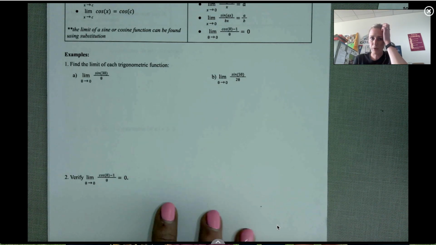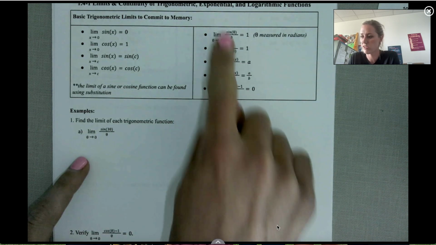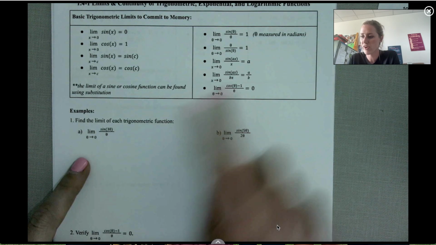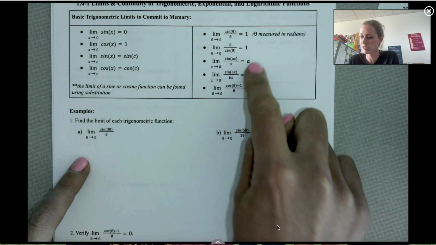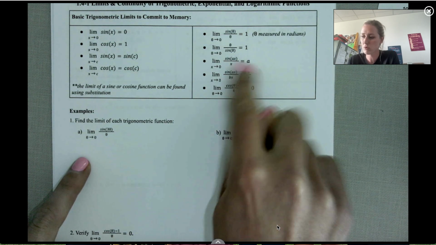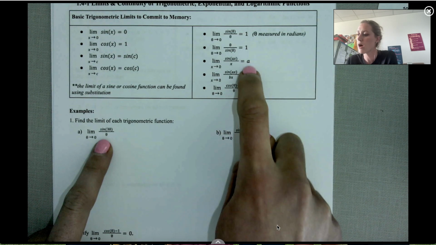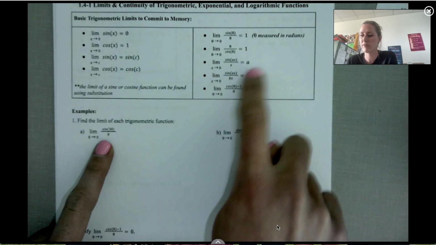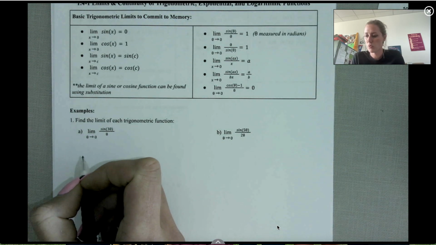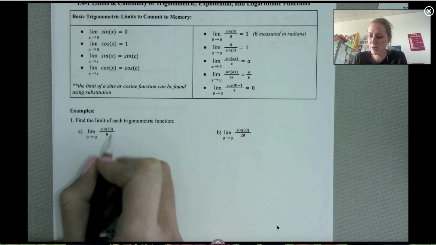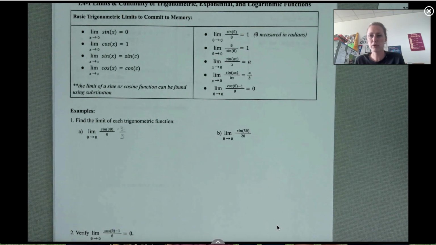Okay, so first I'm looking, does this match any of these over here? So this one is very close to that top one, but I have a 3 in there, right? So it actually follows this one. So it's going to equal that coefficient. I'm going to show you the longhand here as to why. But basically this should equal 3 if I can apply this rule.